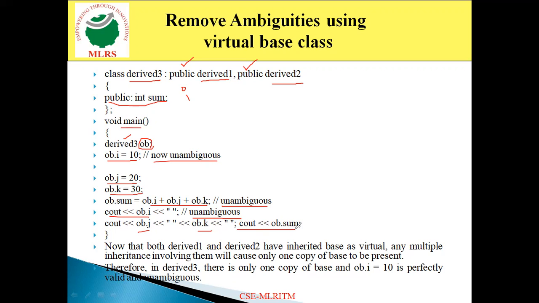So when we use the virtual keyword on the base class, C++ takes the necessary care to generate only one copy of the base class in the derived class, even though multiple paths exist to the derived classes. It generates only a single copy in the derived class. That is actually the purpose of the virtual base class.